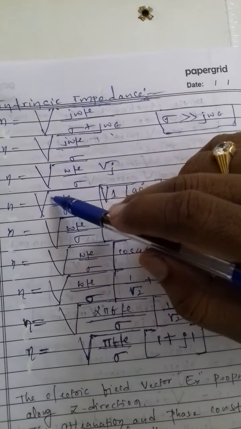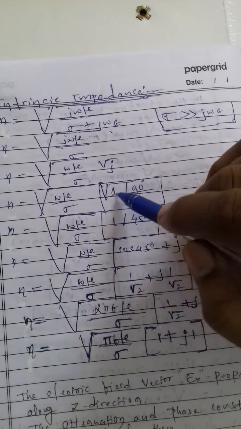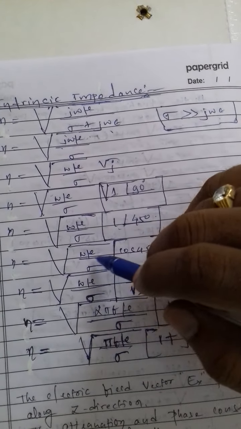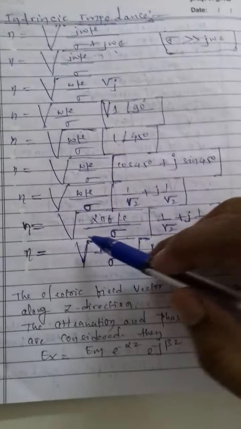The intrinsic impedance is square root of j omega mu upon sigma plus j omega epsilon. Sigma is greater than j omega epsilon, so it is square root of j omega mu upon sigma, which is square root of omega mu upon sigma times square root of j, that is, square root of omega mu upon sigma angle 45 degrees, which is equal to square root of pi f mu upon sigma.